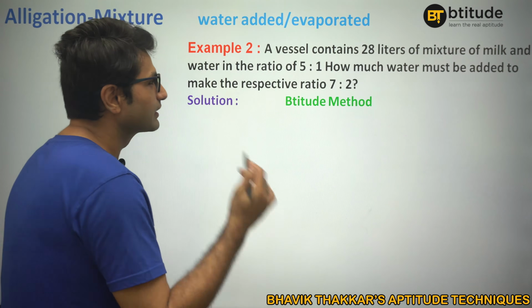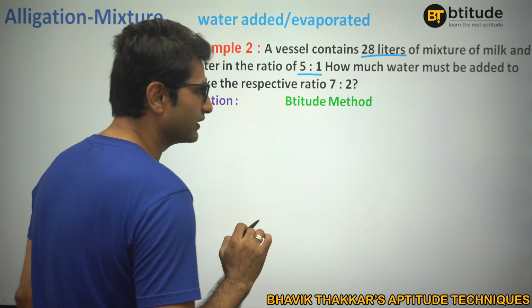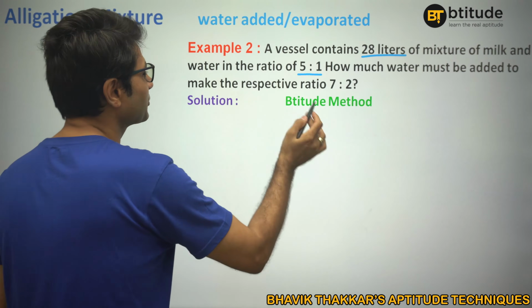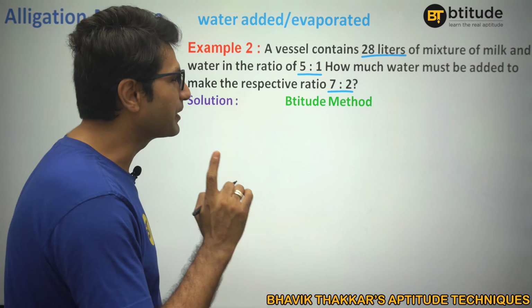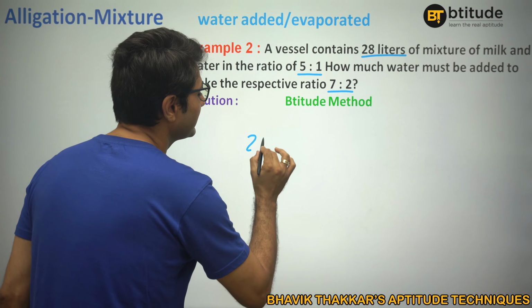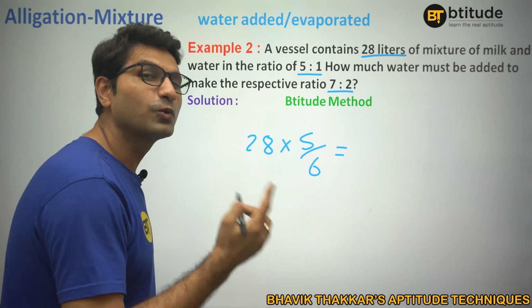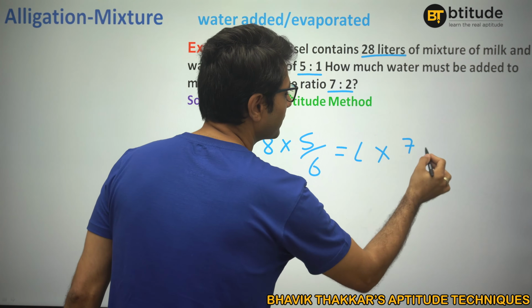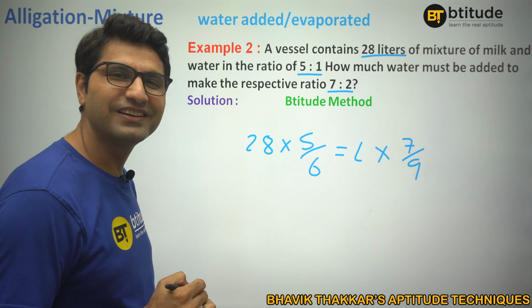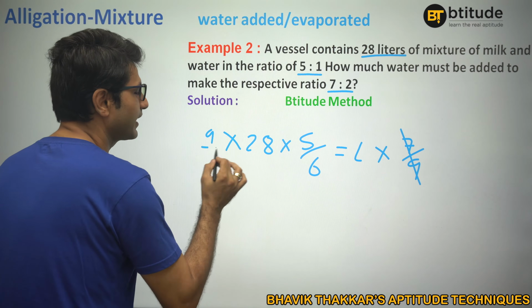Look, the question goes like: 28 liters of mixture is there in the ratio of this. How much water must be added so that the ratio becomes this? Now what we understand is the milk should remain constant. So 28 multiplied by 5 by 6 was the milk. We don't know the total of the latest mixture, so let us say L multiplied by 7 by 9. Fair enough. So the latest mixture, this 7 by 9 will go to this side as 9 by 7.